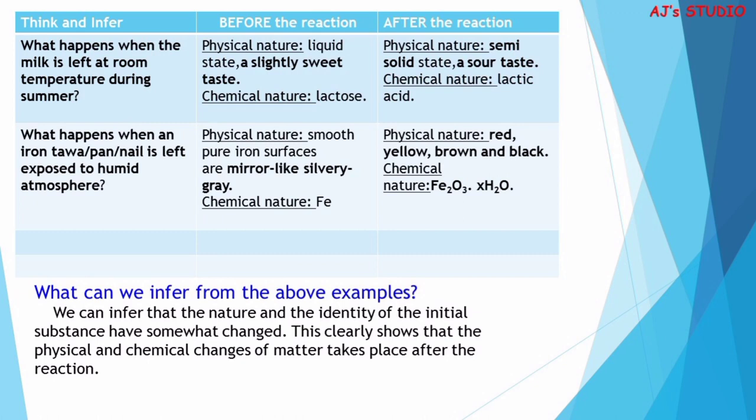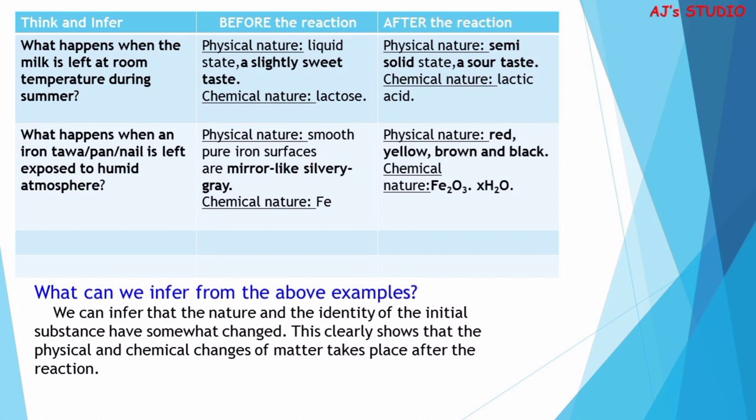And when we see the iron before it has been exposed to humid condition, its physical surface is very smooth and the color of the iron is silvery grey, and the chemical nature is that it has iron content alone in it. And once the iron has been exposed to oxygen and humid condition, the physical nature, that is the smoothness, has changed to roughness, and the silvery color has changed to red, yellow or brown and black in color, and the chemical nature has changed from iron to iron oxide.